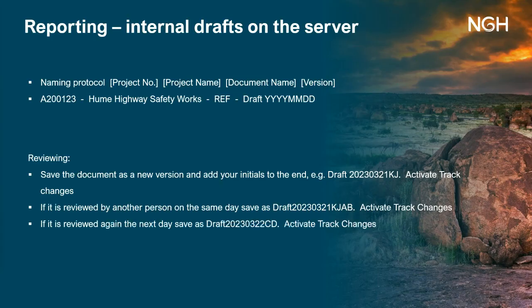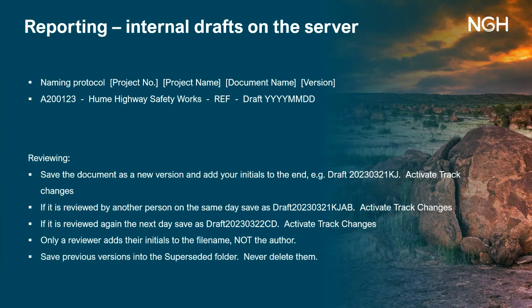If the document is reviewed the next day, the reviewer will open the document, click Save As, update the date in the file name, and add their initials, then activate Track Changes. The author's initials are not added to the file name, only the reviewer's. Never delete previous versions. It is a requirement of our QA certification that all previous versions are placed in the superseded folder and not deleted.